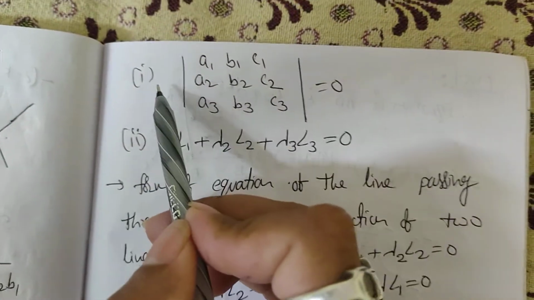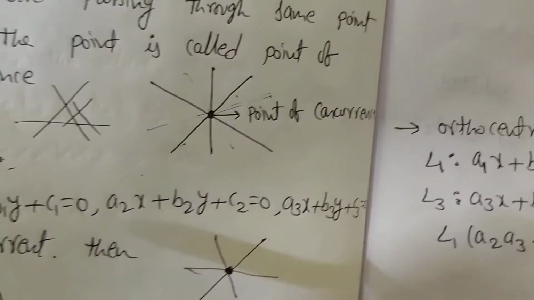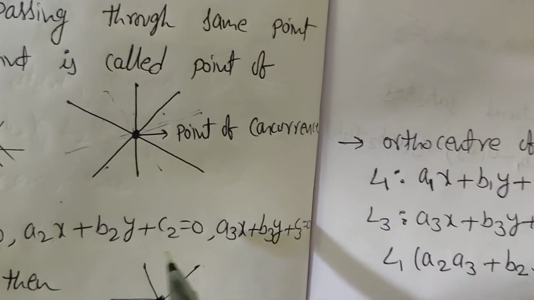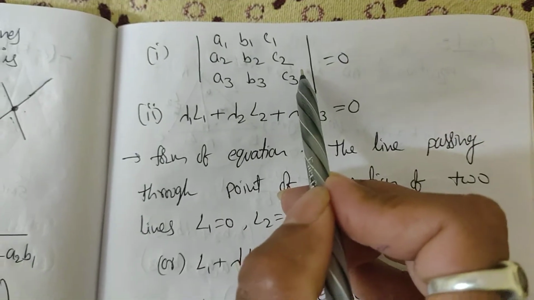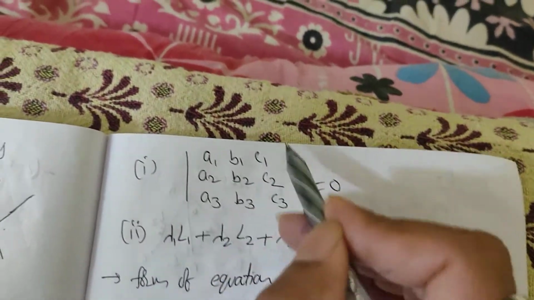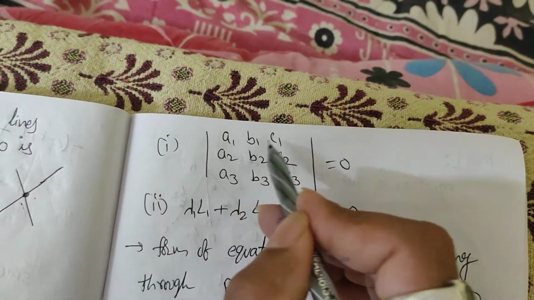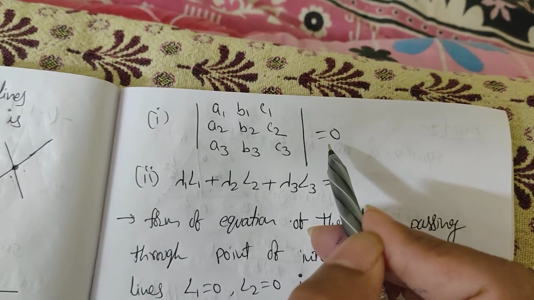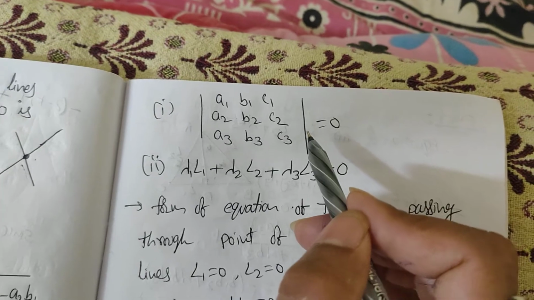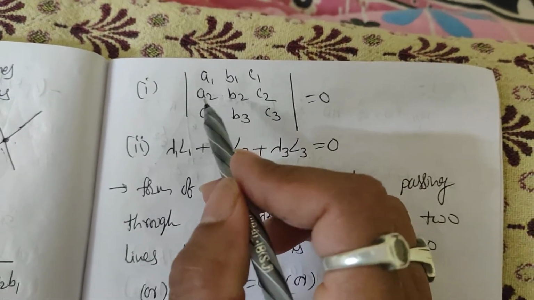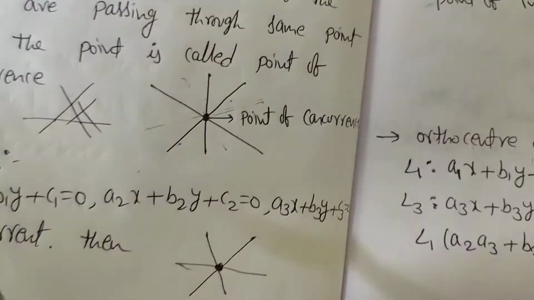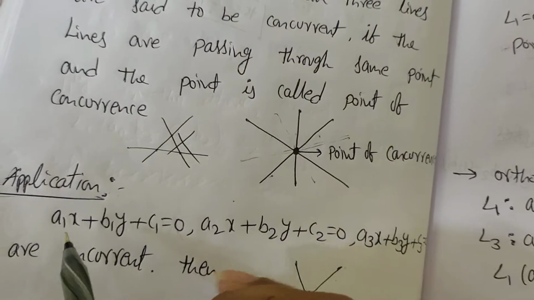Okay, so the first one is here: coefficients of the first equation a1 b1 c1, coefficients of the second equation a2 b2 c2, coefficients of the third equation a3 b3 c3. This is called determinant form. The determinant of a1 b1 c1, a2 b2 c2, a3 b3 c3 is equal to 0. Whenever three lines are concurrent, you just write their coefficients in a 3 by 3 determinant and make that equal to 0.